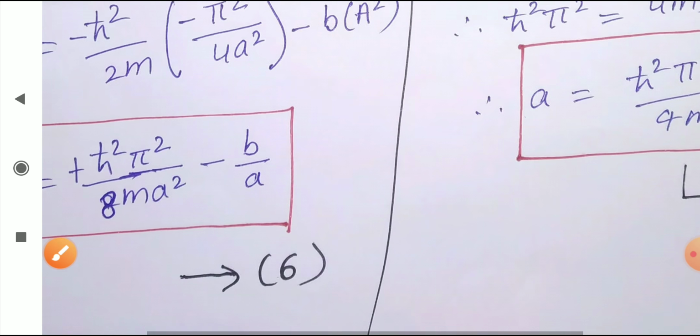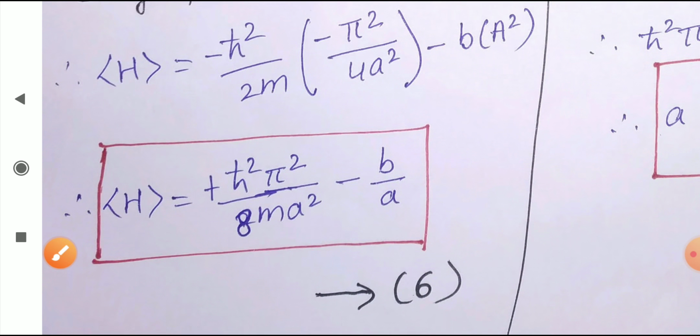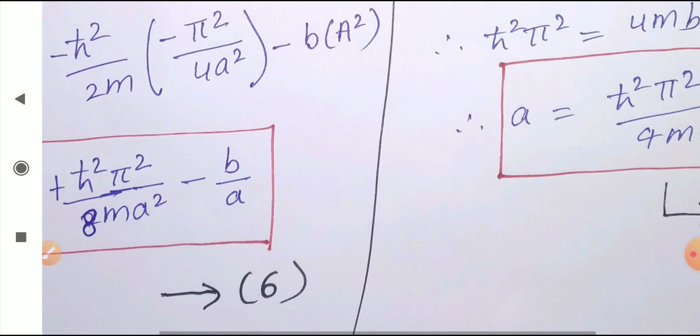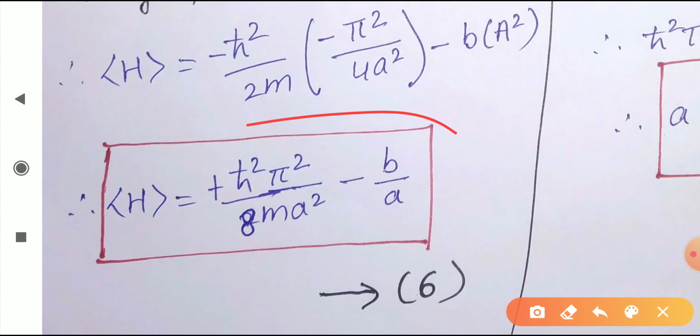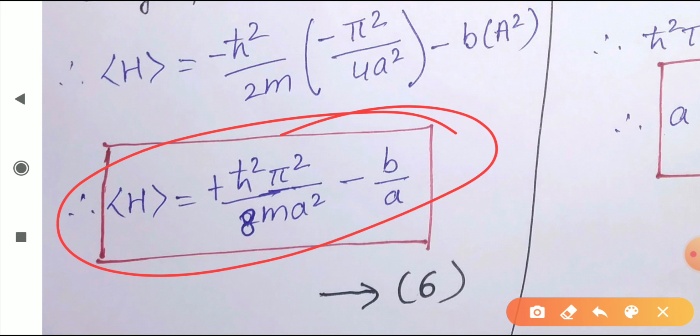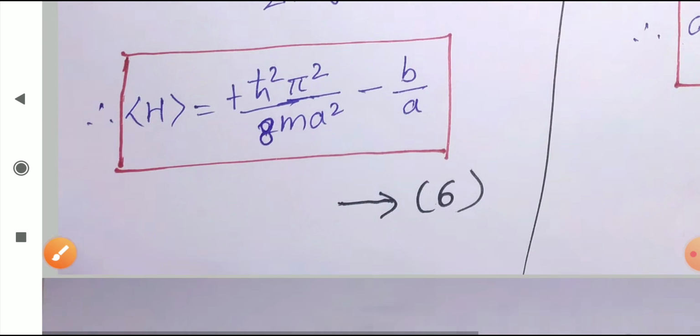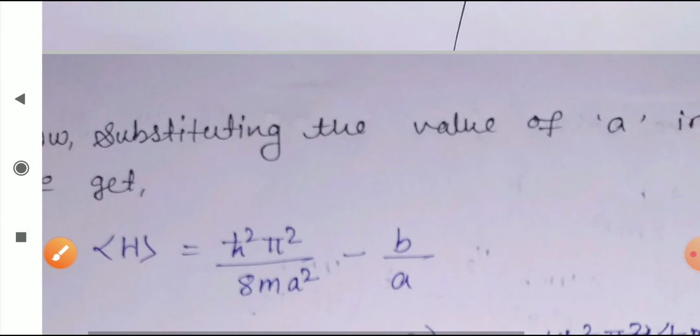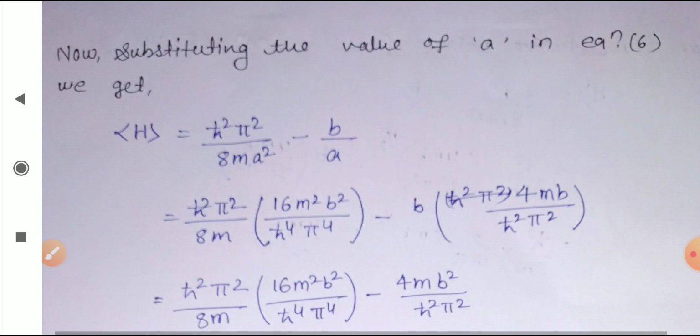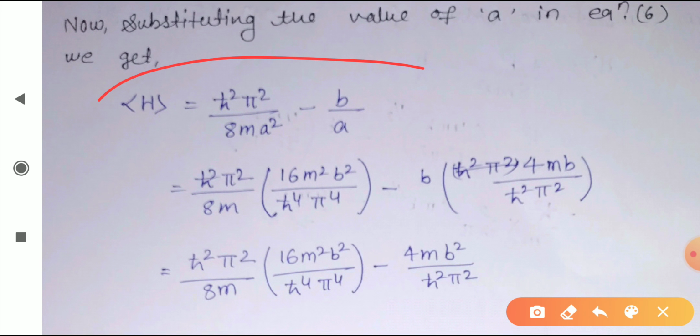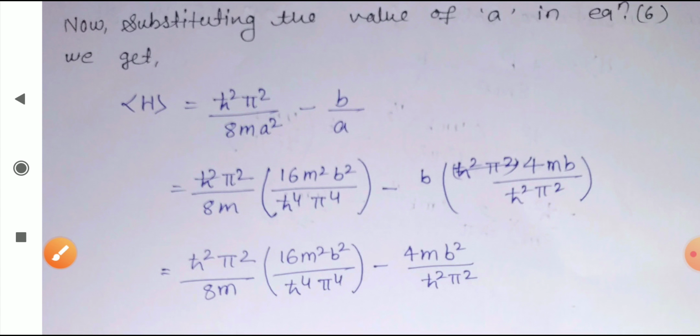Now we have to substitute this value of the variational parameter into the expectation value of H, that is equation number 6, to get our answer. So the last step that we will do is, see, here first I have written the expectation value of H equation as it is, that is equation number 6. Now we will substitute the value of a. Here we have a² upon a², that we have, see here.